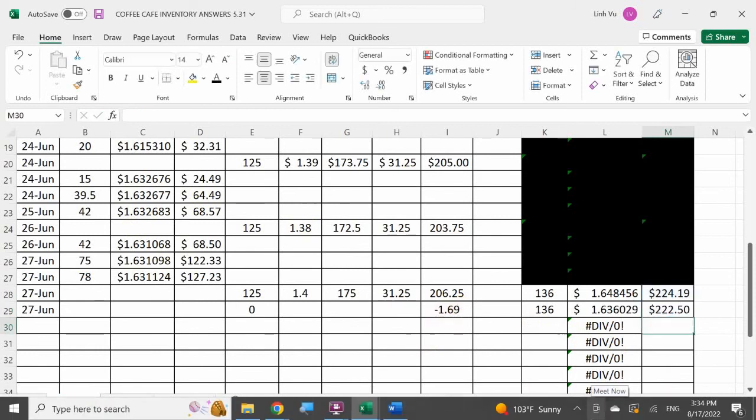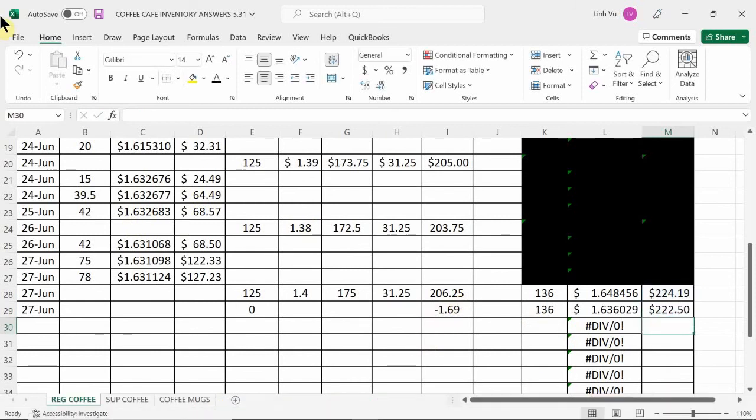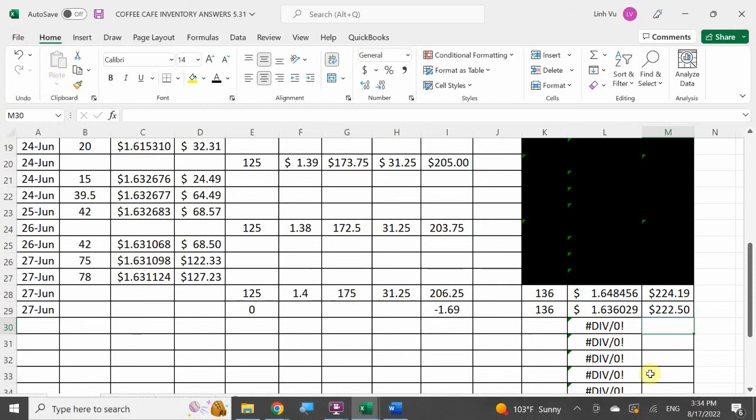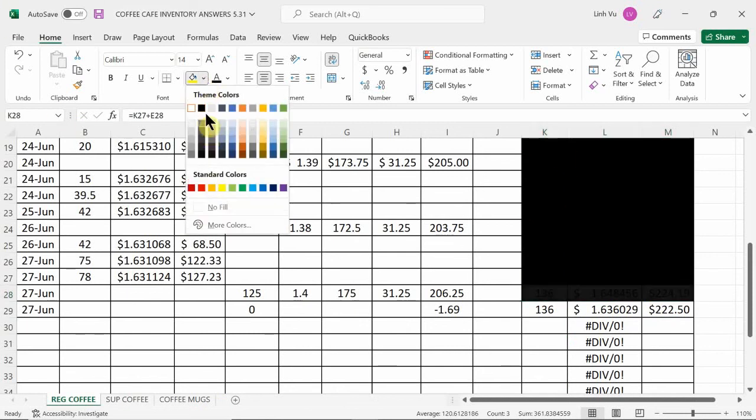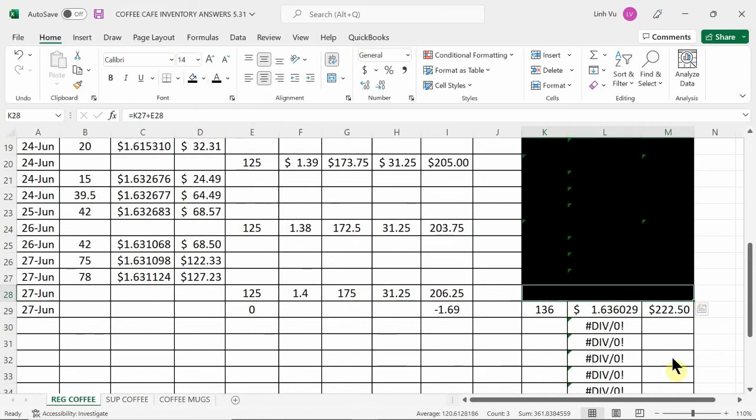222.50. So here it dropped my cost per item by a penny, to $1.63. Okay, all right, good. Then we go over to the other. That one's set up on regular, so we do Supreme.